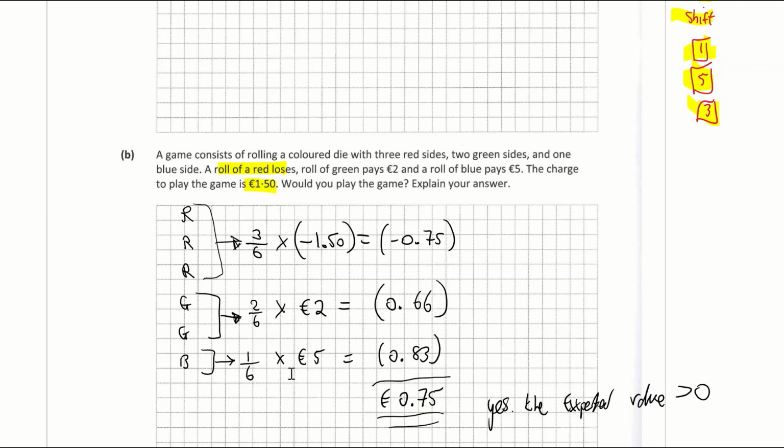Next question. I think that's fine, isn't it? So yes, the expected value is above 0 because we've included our €1.50 loss there in our expected value. So no, we're good with that.